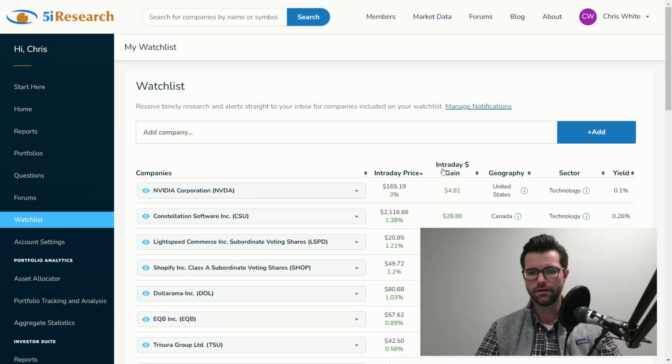Now that members have created their watch list, they can filter by intraday percentage change, lowest to highest, highest to lowest. They can look at intraday dollar gain, geography, sector, or even dividend yield.